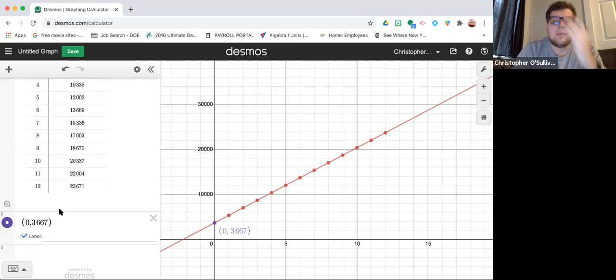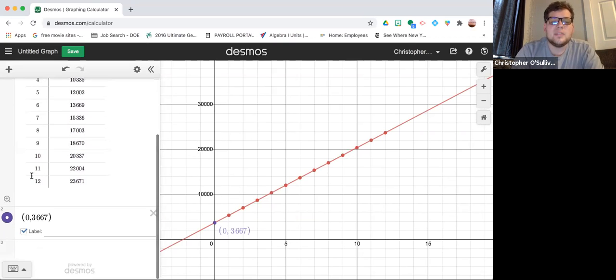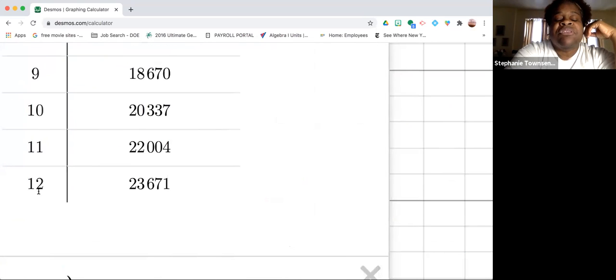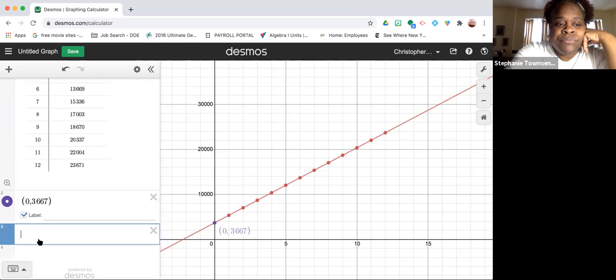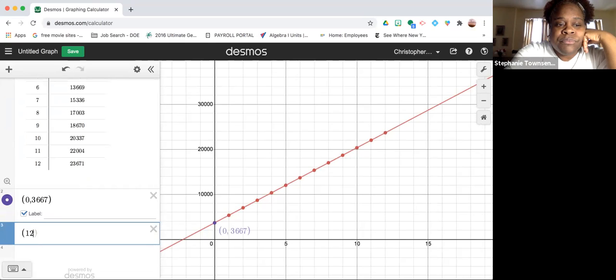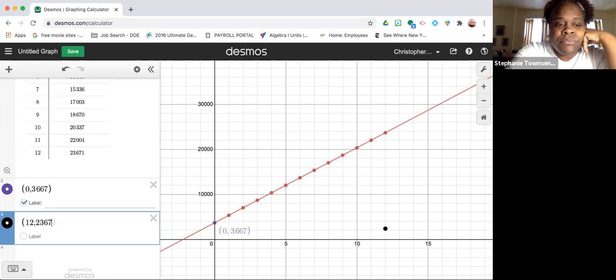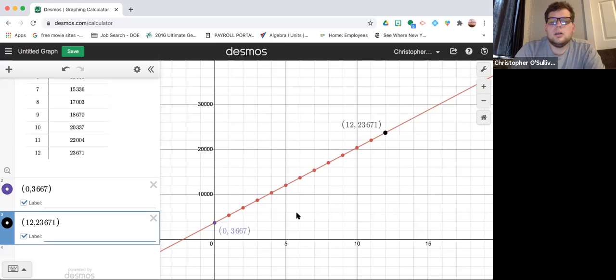We also wanna plot what happens at x equals 12. Ms. Townsend, what happens at x equals 12? It is 23,671. Perfect. And I'm gonna label it. And if I zoom out, boom, it's right there, the point 12, 23,671.